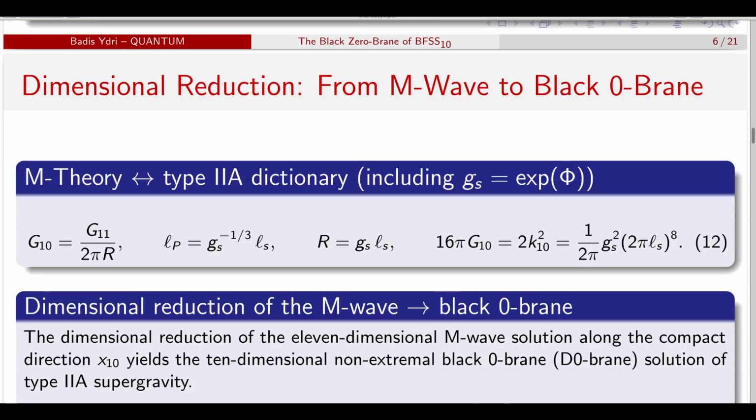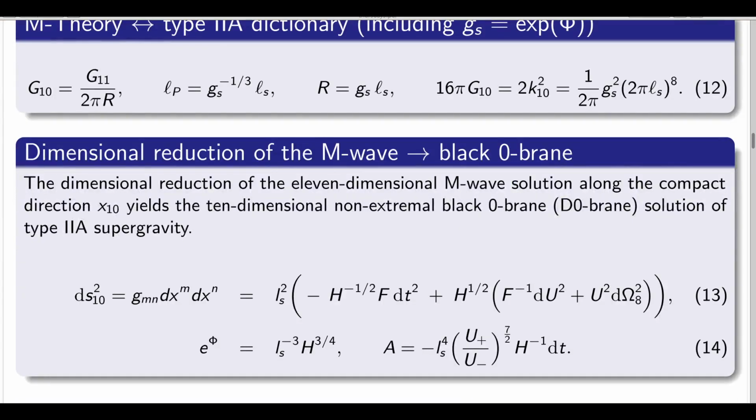In equation 13, we show the 10-dimensional metric obtained by reducing the M-wave along the compact direction x10. It has the structure of a non-extremal black zero-brane solution in type 2A supergravity. The metric involves the harmonic function h, the blackening function f, and the radial coordinate u. The dilaton field is given by e to the power phi equals Ls to the power minus 3 times h to the power 3/4, and the Ramond-Ramond one-form potential A is proportional to h inverse dt. This solution represents a charged black hole in 10 dimensions carrying D0-brane charge.